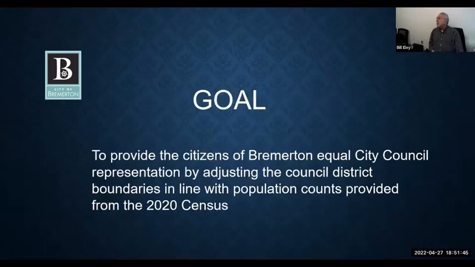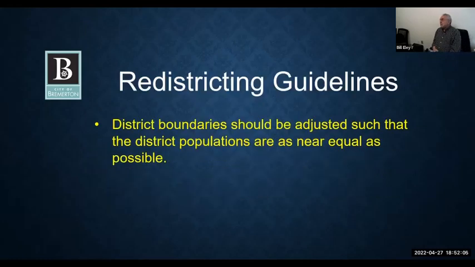Okay, there we go. The goal of the redistricting, for those who need that information, is to provide the city of Bremerton equal city council representation by adjusting council district boundaries in line with the population counts from the census itself. District boundaries should be adjusted so that the district populations are as nearly equal as possible. This has been a little more difficult in 2020 than it was in 2010 because we're now working with bigger units, moving bigger units around. So equalization is a little more difficult.